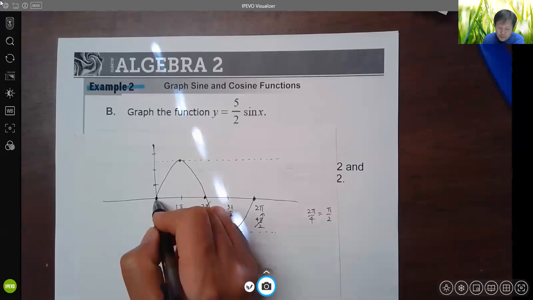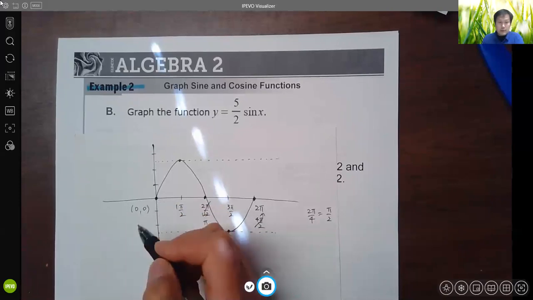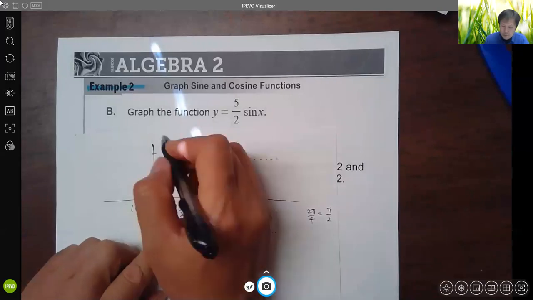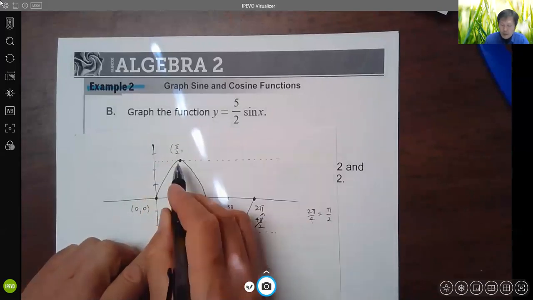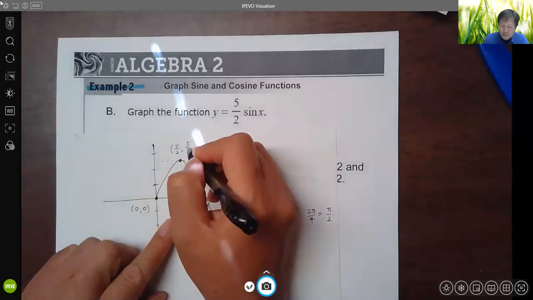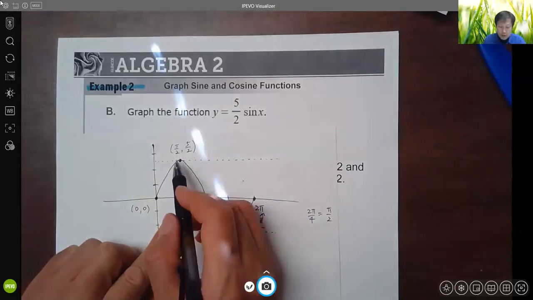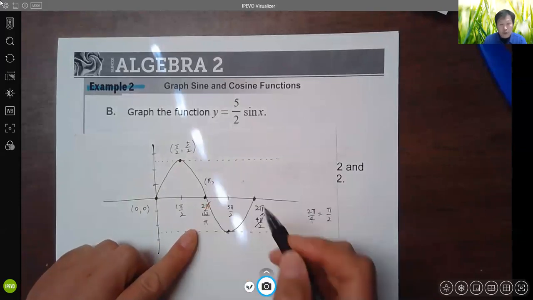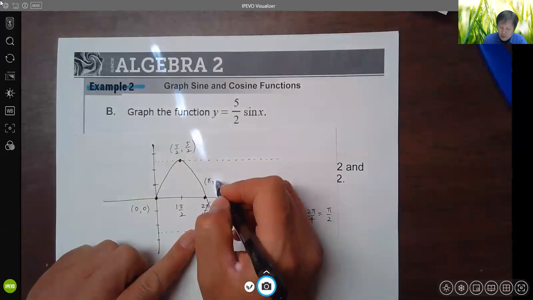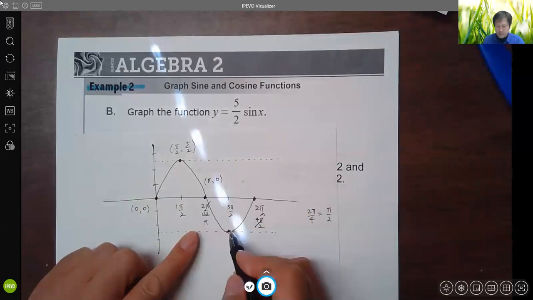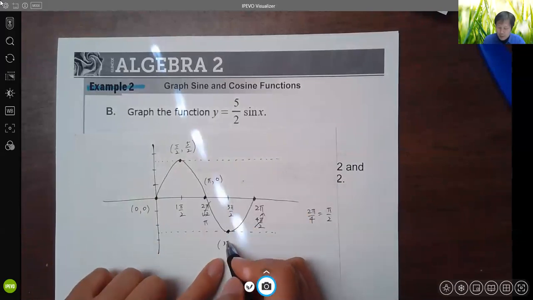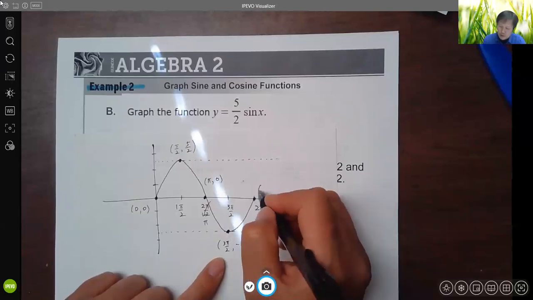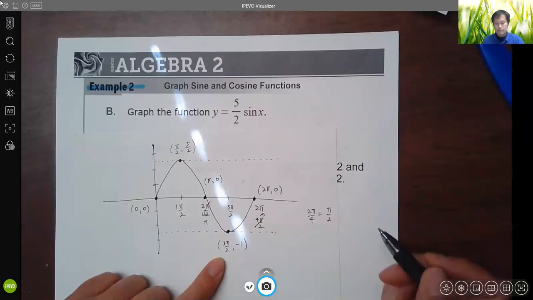So it's very important for you to recognize this is 0, 0. This x value is what? Pi over 2. Pi over 2, comma, it's 5 over 2 as a maximum value. You do need that coordinate. This point will be what? Pi as x value. Pi, comma, 0 is the y value. So here x value will be 3 pi over 2, comma, minus 5 over 2 is y value. And this will be 2 pi, comma, 0.